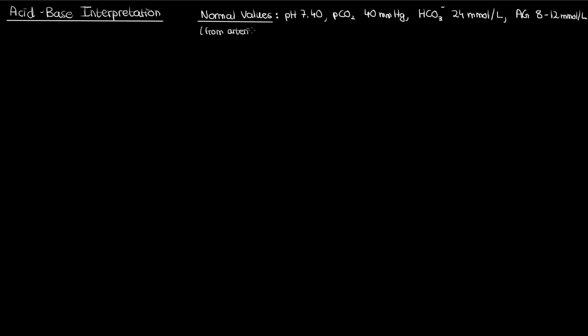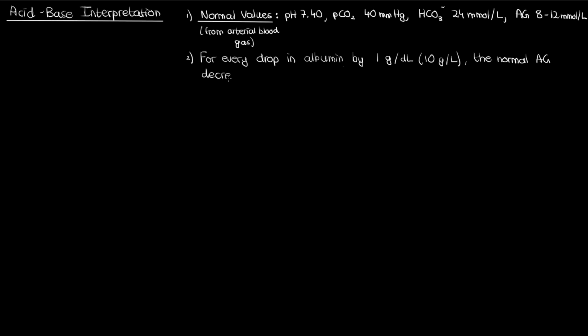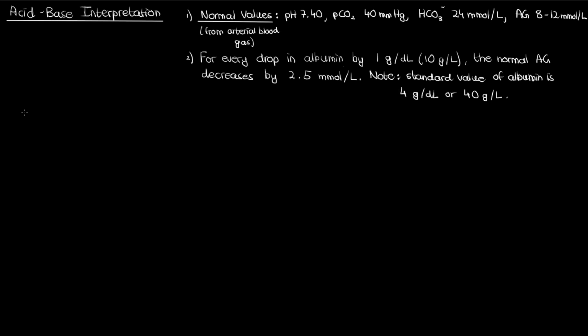Of course, keep in mind that the normal value for the anion gap depends on your albumin, such that for every change in the albumin by 1 gram per deciliter, the anion gap should drop by 2.5 approximately. This is because albumin, which is negatively charged, is a major contributor to the anion gap. So if the albumin is lower than normal of 4 or 40 grams per liter, then the anion gap naturally should drop relative to the standard of 8 to 12.